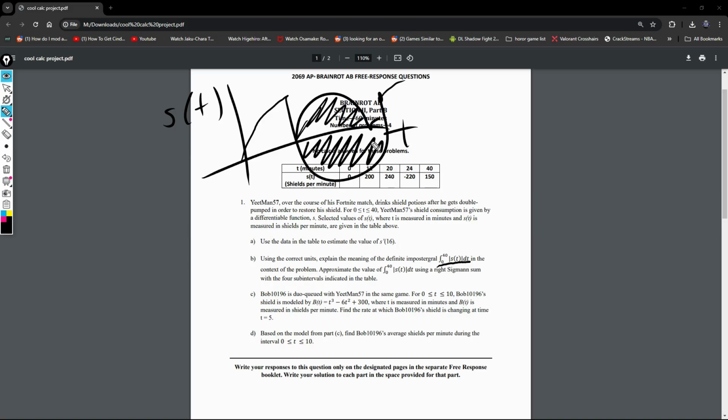What's important is when you graph this, when you want to use the correct units, this is shields per minute. Oh, sorry, guys. My brain's still waking up. It's 8 o'clock and everything, guys. And this is minutes, right? So when you multiply those together, what do you get? You get shields.